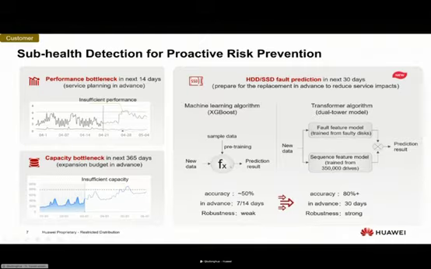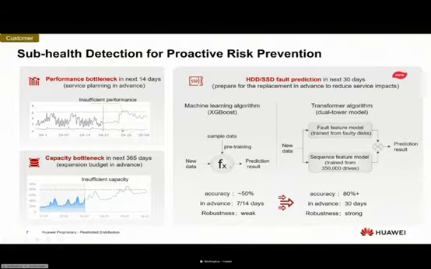The second is the DMIQ platform. This can help customers with health detection, which helps them proactively prevent potential risks. For example, we can forecast performance bottlenecks and capacity bottlenecks, so that we have more time to prepare for expansion in advance.